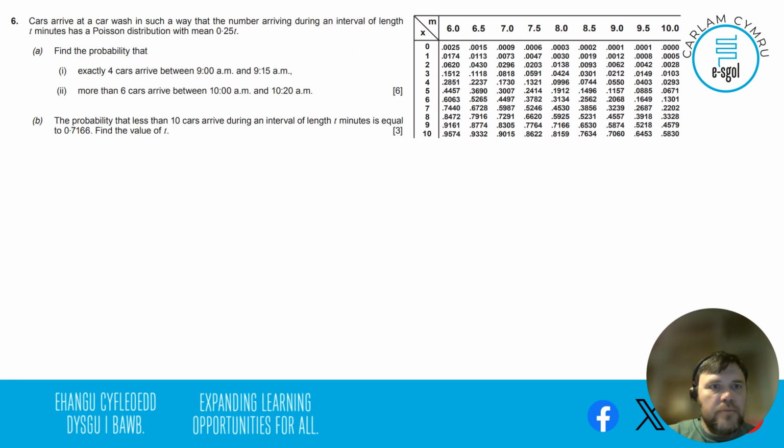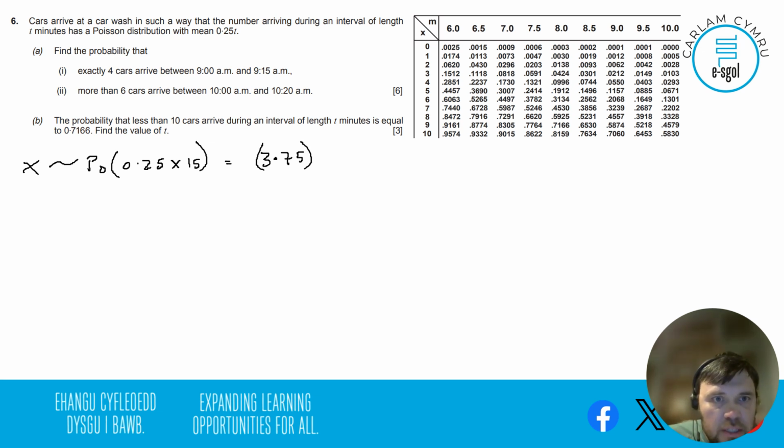Next question. So again, we need the tables attached to here. Cars arrive at a car wash in such a way that the number arriving during an interval of length t minutes has a Poisson distribution with mean 0.25t. Find the probability exactly 4 cars arrive in 15 minutes. So we would say that X belongs to a Poisson of 0.25 times 15, which is 3.75.